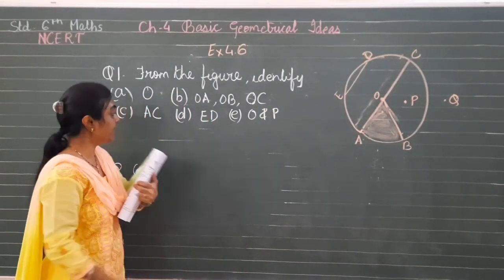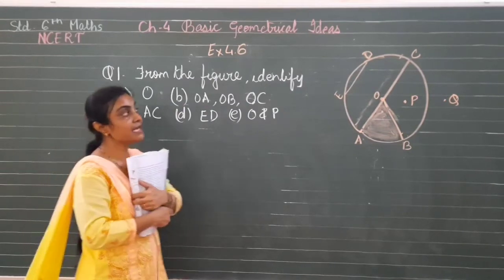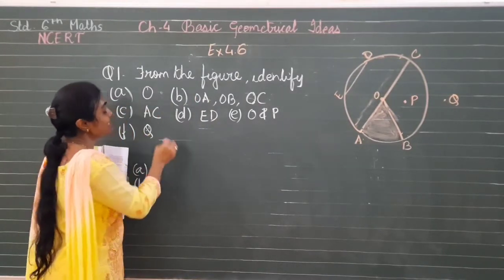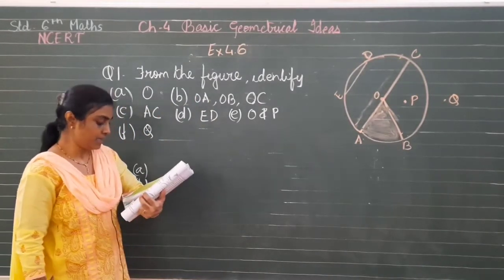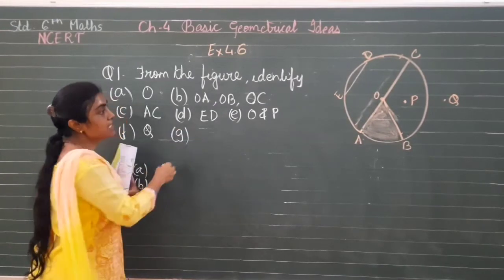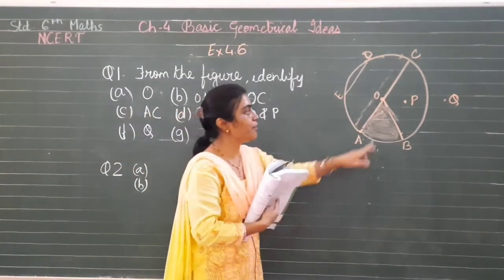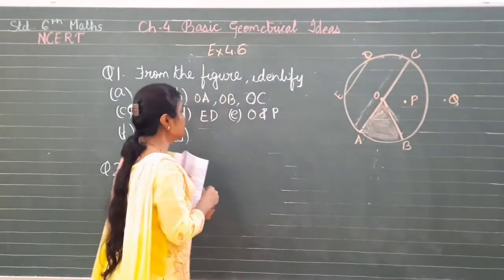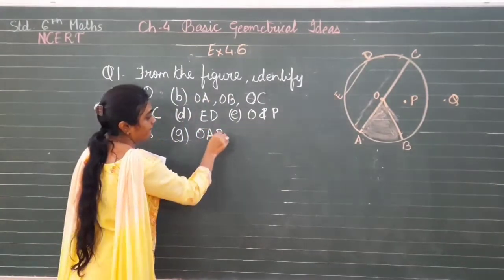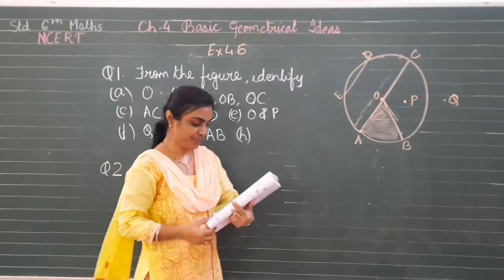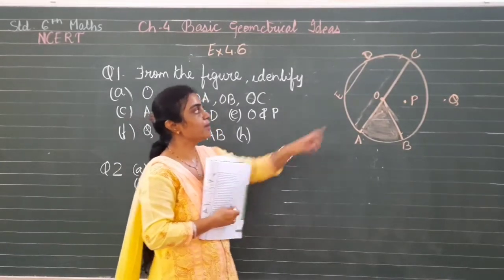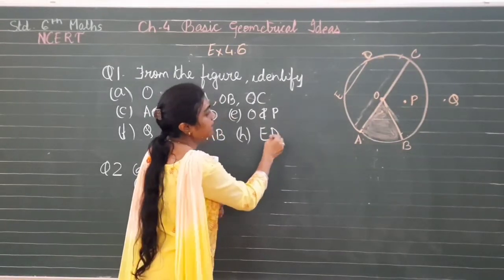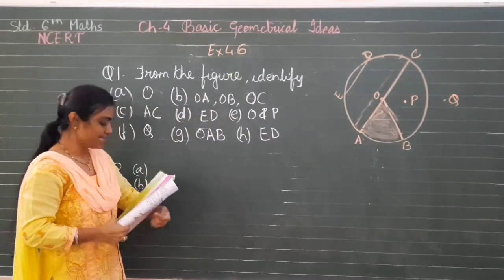Now F, a point in the exterior. Exterior means outside. Outside the circle you can see the point Q. So point Q is outside the circle. G, a sector. A sector is made up of two radii and an arc. So OAB is a sector. H, a segment. A segment is made up of a chord and an arc. So this is the segment, and the name is ED. Now let us move to the next question.